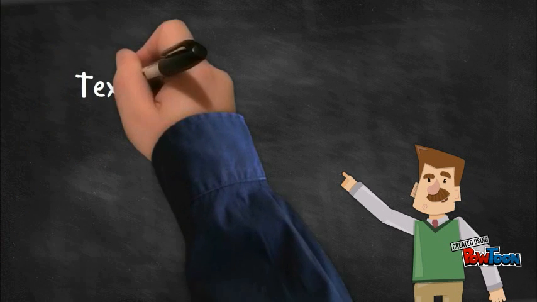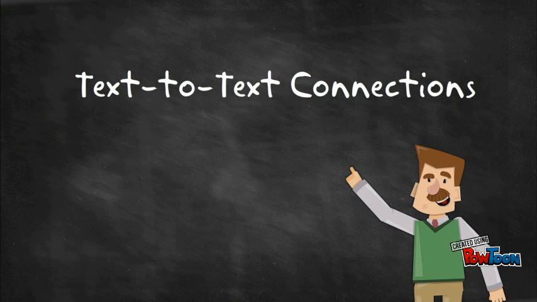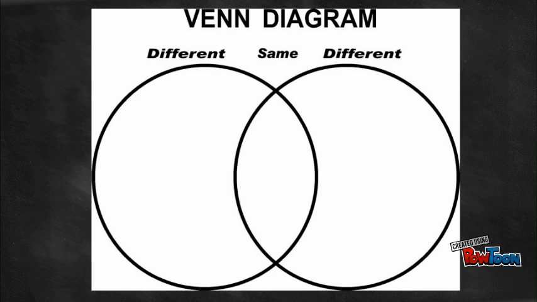In this video, I'm going to talk about another type of connection you can make as you read. Text-to-text connections. Text-to-text connections are when you relate what you are reading with another text or story. Here are some questions to guide you in making text-to-text connections.